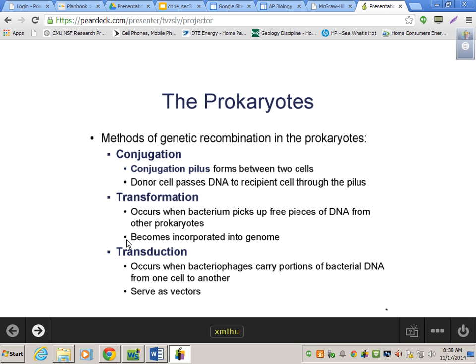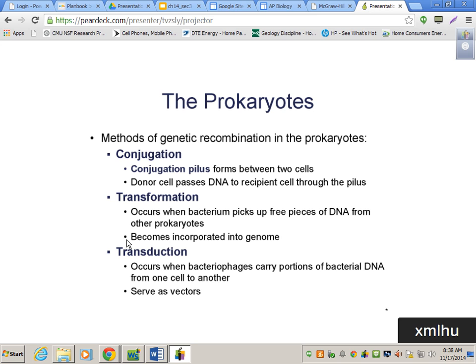So the method of genetic recombination in prokaryotes is conjugation. We talked about that just a little bit, but a conjugation pilus forms between 2 cells. Now, the donor cell passes DNA to the recipient cell through the pilus. This part always kind of creeped me out when I learned it. I didn't learn about this until college. I was like, oh, that's really weird. Bacteria almost have a sexual nature to them because they are sharing their genetic material. I don't want you to put that on a test. They're asexual, but just keep in mind that this does occur between different bacteria.